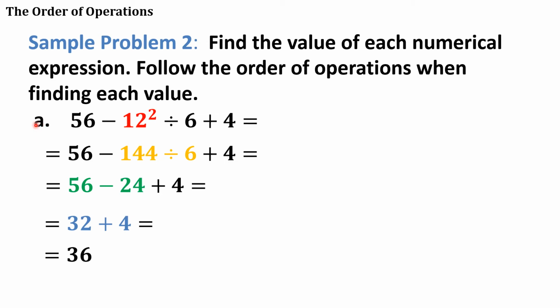So to solve this problem, all you have to do was first solve your exponent, and you have 12 to the second power. That was 144. Then we did our division. We divided by 6. That was 24. Then we did our subtraction because it was the first one in order, because when you have subtractions and additions, or additions and subtractions, we always start from left to right. So we did that first, and then we solved for our addition. So if your answer is 36, then congratulations, you did an amazing job. If not, please recheck that problem.